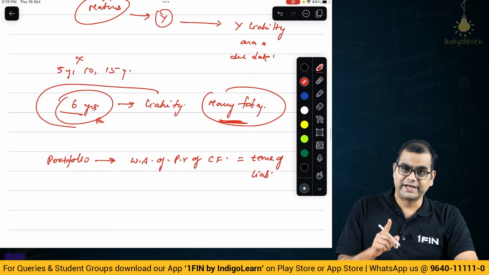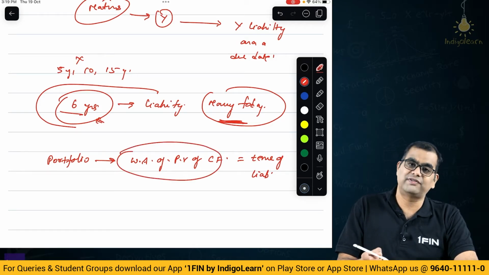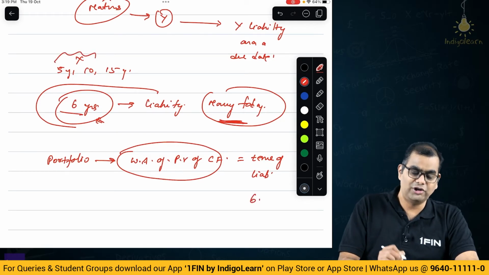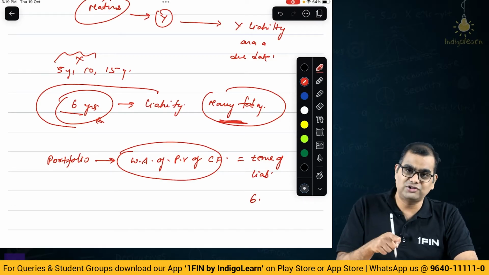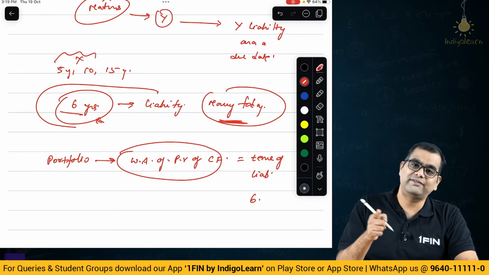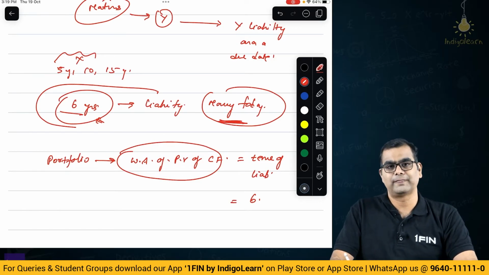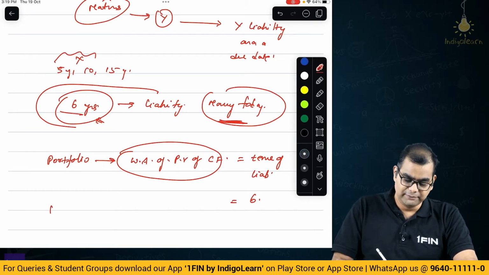So you will create a portfolio of bonds whose weighted average of the present value of cash flows is exactly equal to the tenure of the liability, 6 years. And if such a thing happens, this whole process is called immunization.